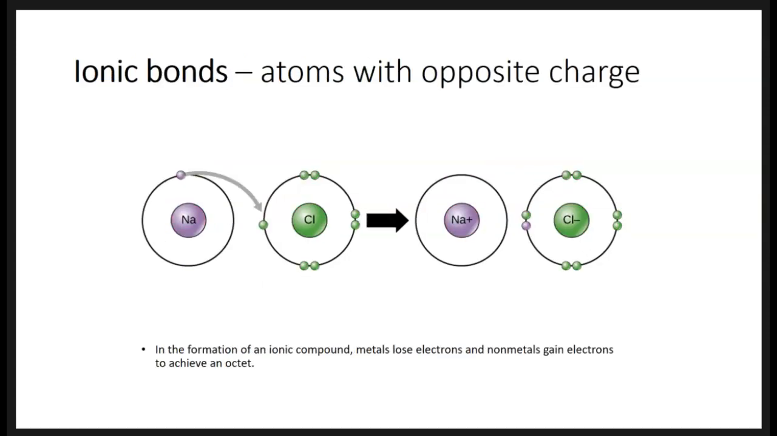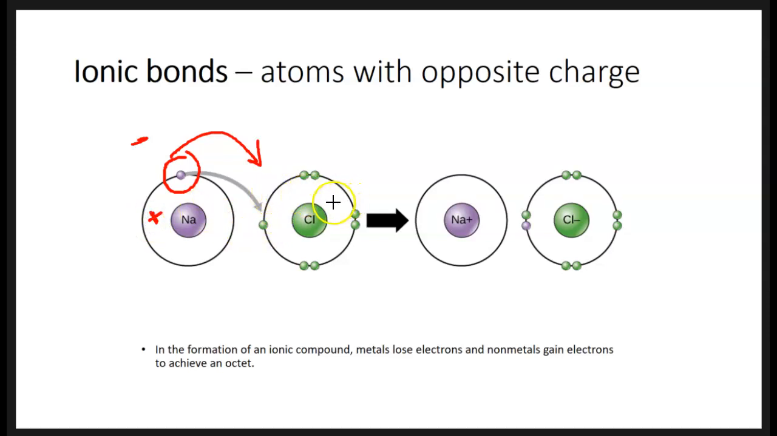Ionic bonds are bonds that occur between atoms with opposite charge. Since those electrons are just associated with that electron shell, they can be lost in certain situations. So certain atoms can lose or gain electrons. Sodium is one such atom. It can lose an electron, and because those electrons are negatively charged, when it loses an electron, it's still got that proton, and so it becomes positively charged.